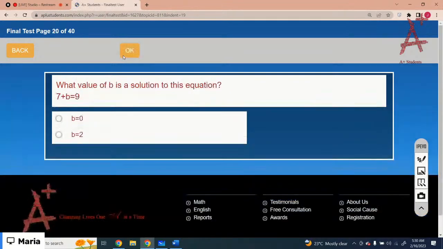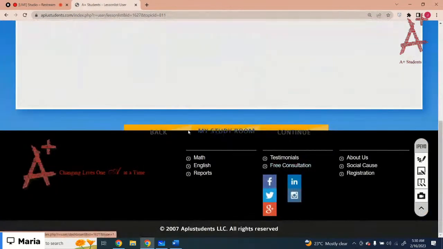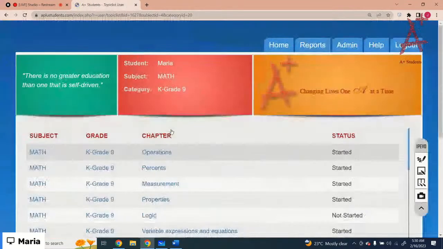Okay, you can complete the test by yourself later today. Let me just move on to the next chapter. The next chapter I'm going to start is linear inequalities. So let's just start with the lesson, linear inequalities.